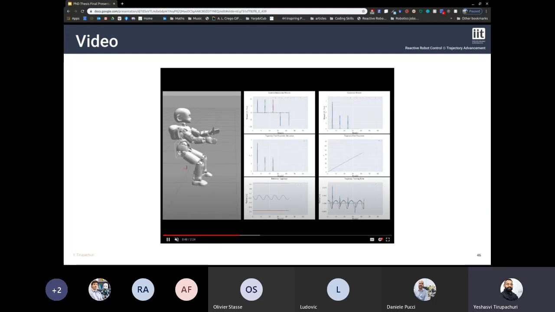Now, these interaction wrenches are categorized as agnostic wrenches, which are not in the direction of motion, so they do not have any trajectory advancement influence.